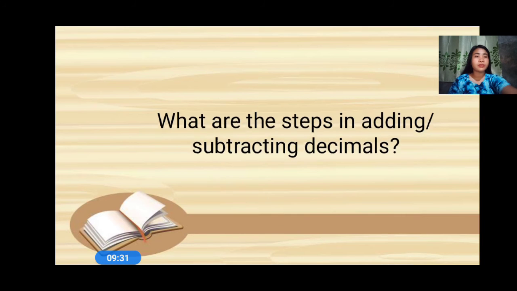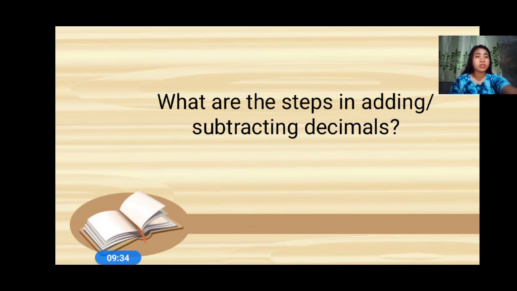Okay? So I have your question. What are the steps in adding and subtracting decimals? First, we are going to line up the decimal points. And then, we have to follow the rules of adding and subtracting whole numbers. Don't forget to put the decimal points in the same column. And then, once you put it already, remember that if one number has more decimal points than the other, we are going to use zeros to give them the same number of decimal places. So those are the steps in adding or subtracting decimals.